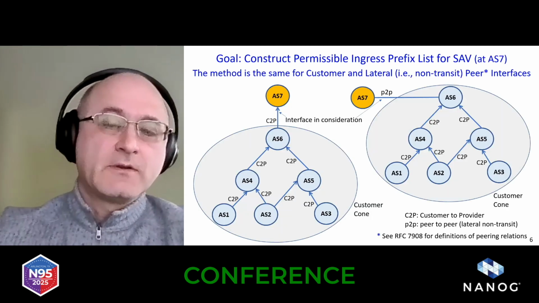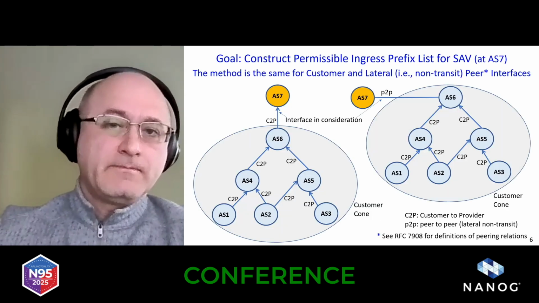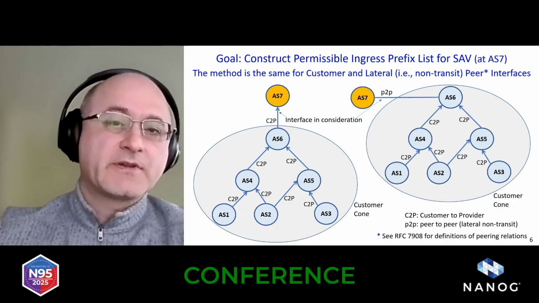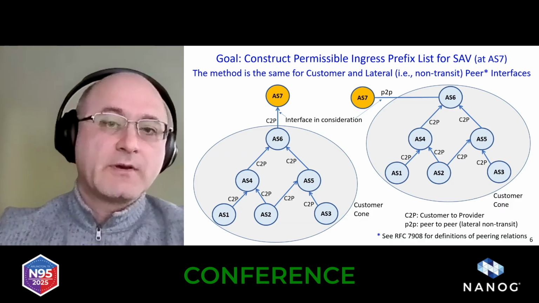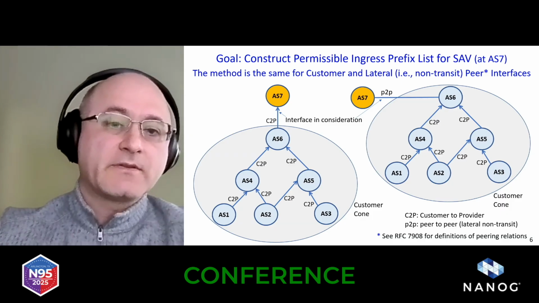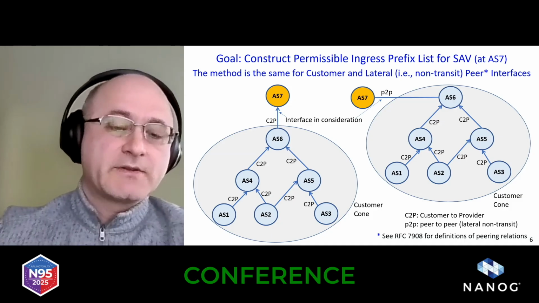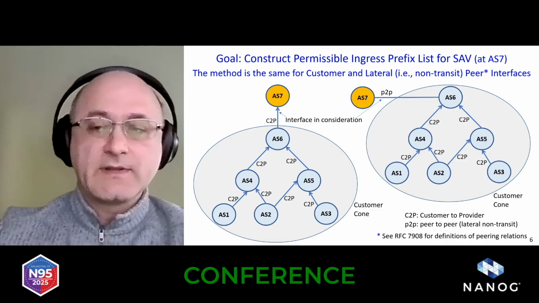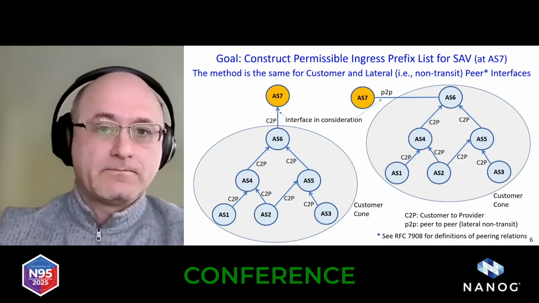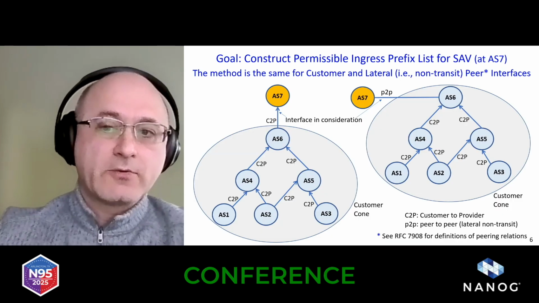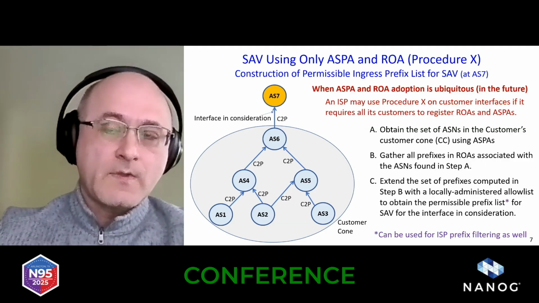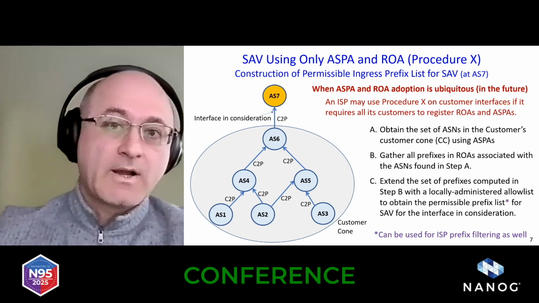Just to highlight, it is the same algorithm that would be used for AS7 to create an allow list for the interface with AS6, no matter whether AS6 is a customer or a lateral peer. So again, same algorithm for peers or customers. Okay, how do we do that?